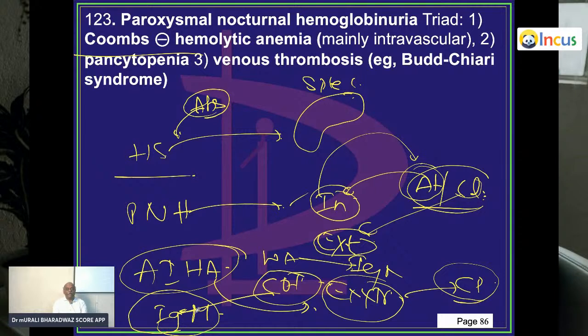Then what is the question I asked Teja? What virus leads to aplastic crisis? Parvovirus. Teja did not tell. I am happy. So that's how you need to do it. How much time? 1 minute. Only this is what is going to be asked.